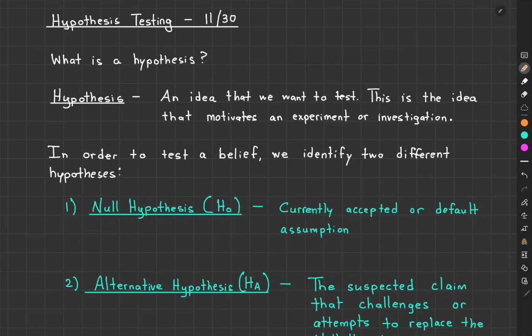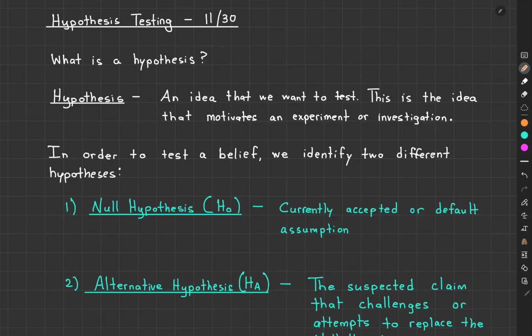Okay, so today we're going to talk about hypothesis testing, which is an important part of statistics, and it's really just an extension, as we're going to see, of our natural desire to understand the world around us and establish what's really going on. So first of all, what's a hypothesis? It's an idea that we want to test. It's the idea that motivates an experiment or an investigation.